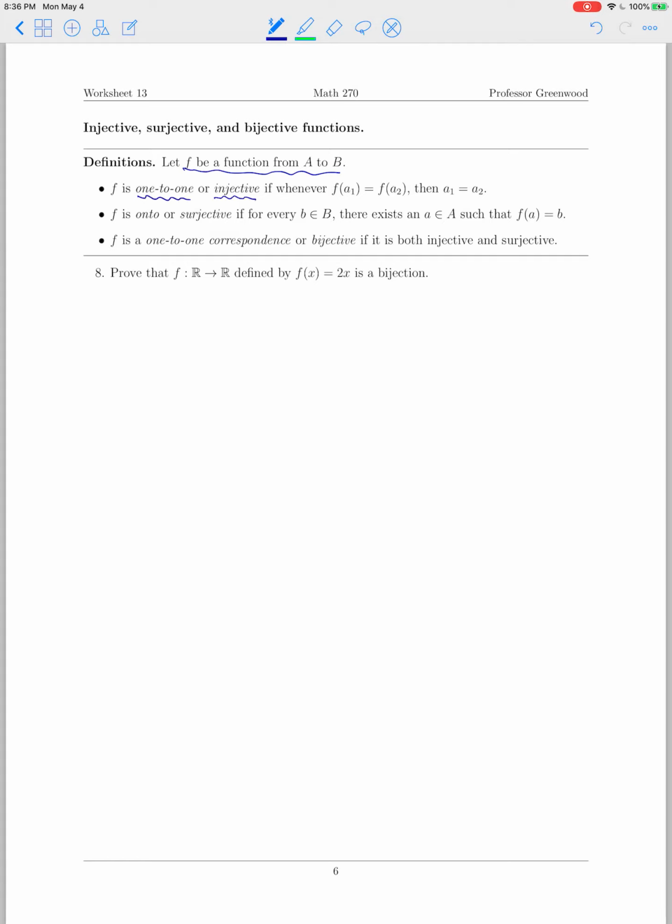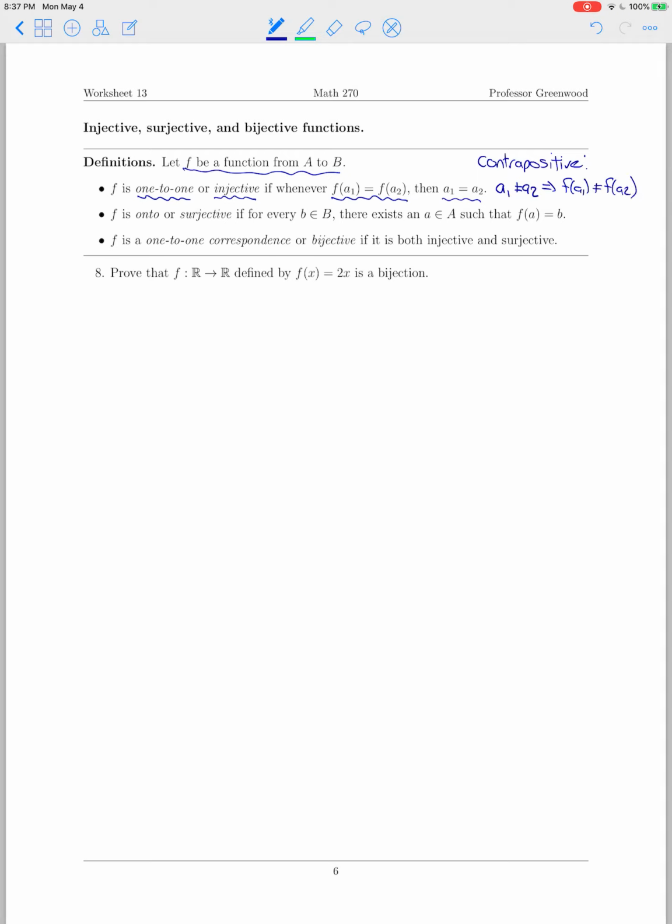And we say that a function is one-to-one or injective if whenever the outputs match for the function, then the inputs had to match as well. Often this is easier thought of as the contrapositive of this statement. I could write the contrapositive just in this corner right over here. So if a1 is not equal to a2, then that implies that f of a1 is not equal to f of a2. That would be the contrapositive.